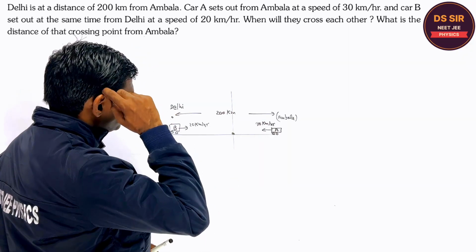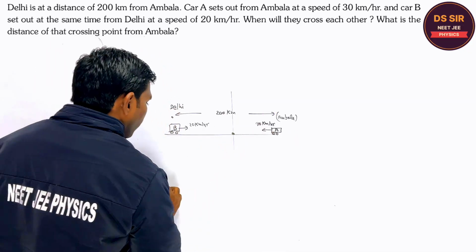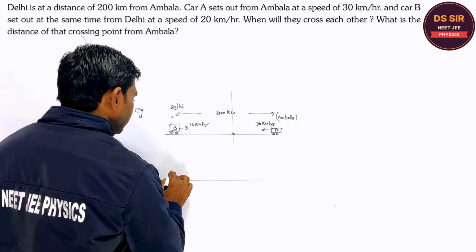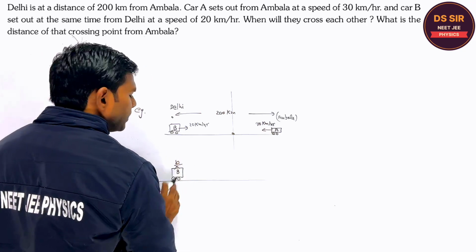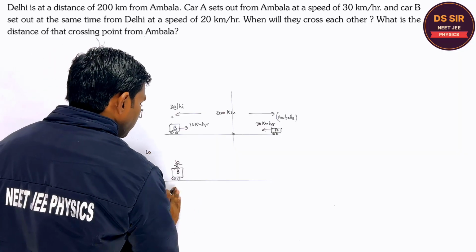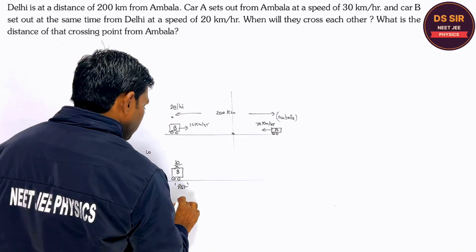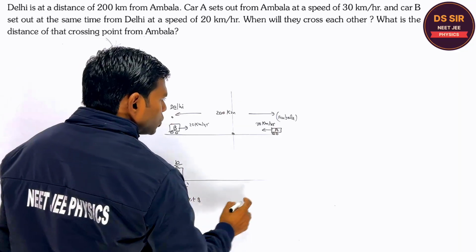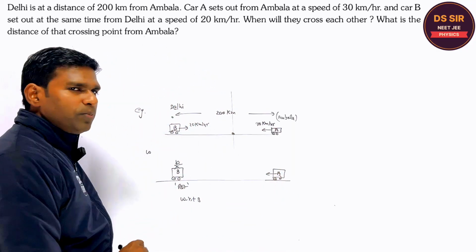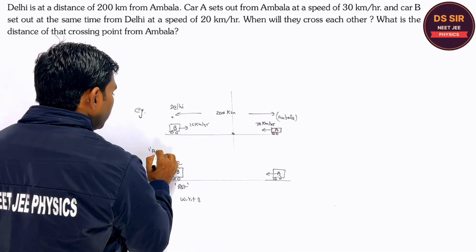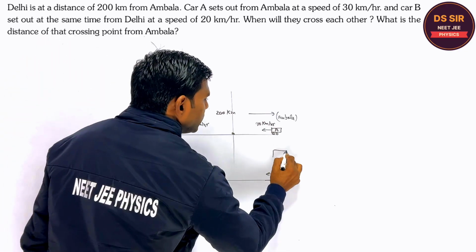So when they will cross means when they will meet. To find that, make the figure with respect to B. You are sitting on B. With respect to B, if you are making the figure, then B is at rest, right? So can you tell me what will be the relative velocity of A with respect to B? Relative velocity of A with respect to B, we are going to find. So what is the easy way?